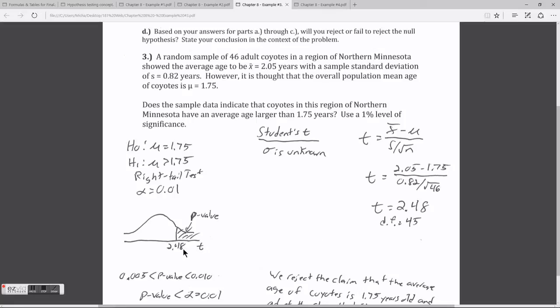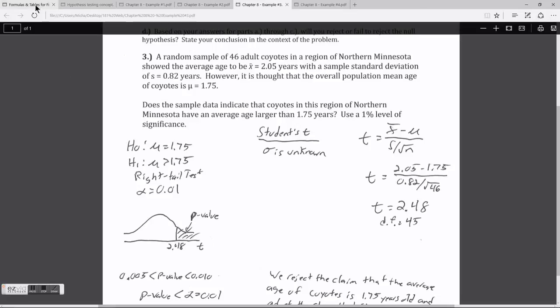Taking a look at a picture of the p-value, we're going to find the area to the right of t is 2.48 with degrees of freedom 45. So for this I have to use my student t table. Now finding this p-value is a little bit more tricky using a table.